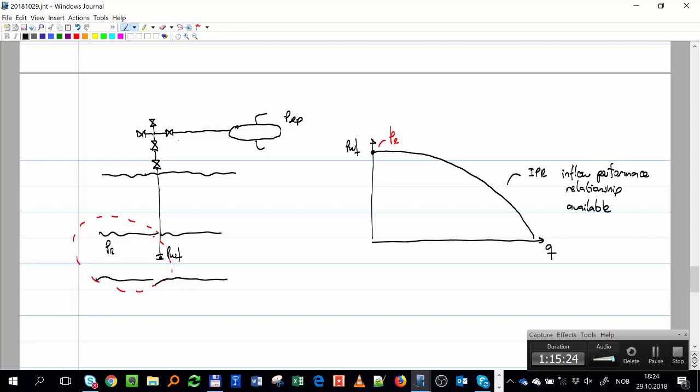Now let's say that that distance, right, is really, really short. Okay? So we can say that P wellhead is very, very close to P separator, which is constant. Okay? How do I keep the pressure constant in the separator? Which valves?